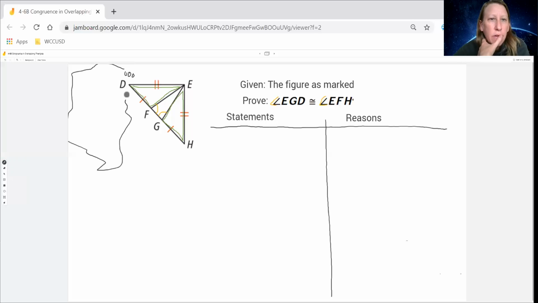We always have our little thinking bubble. So I think the green triangles are congruent. And I want side, angle, side. Okay, but I'm missing the angles. So is there any way to show that angle D and angle H are the same? I'm gonna give you a hint here. You guys see this triangle?